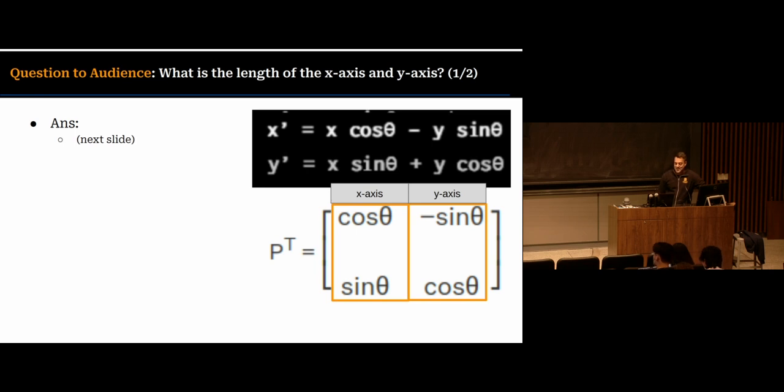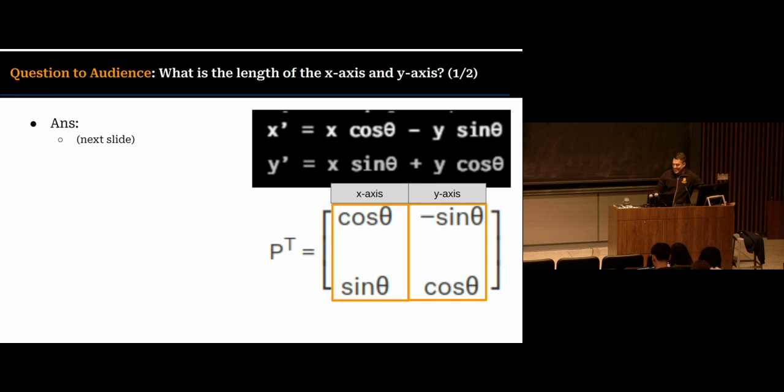Now here's another interesting thing to think about. What's the length of the x-axis and the y-axis here? And hold on to this thought. You want to give it a try? Yeah, if I'm remembering the identities right, I think they're both 1 here. Yep. Thanks. That's good memory.